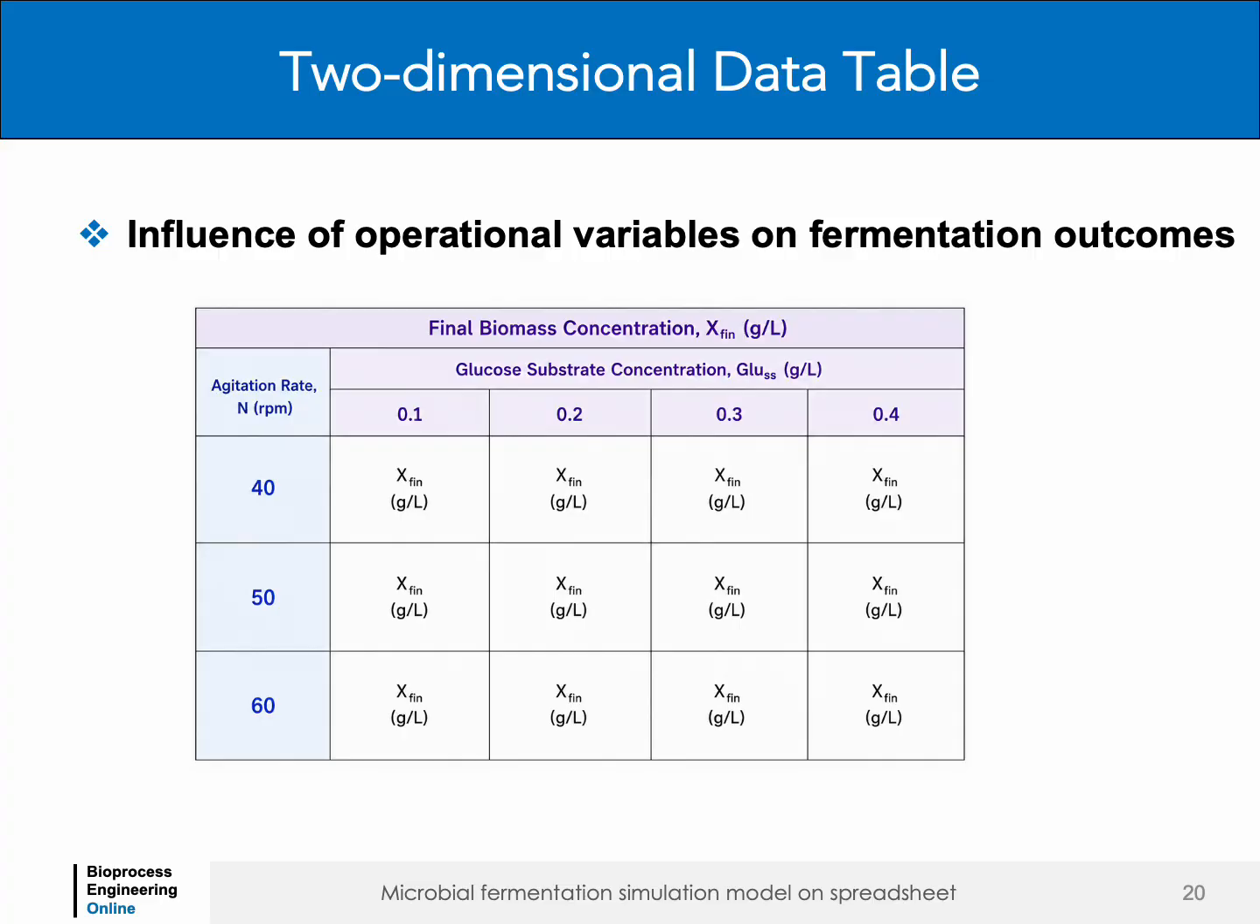In the virtual experimentation section, we also use the 2-dimensional data table functionality. This approach allows the simultaneous evaluation of the influence of 2 operating variables on fermentation outcomes, such as the final biomass concentration or the final ethanol concentration.